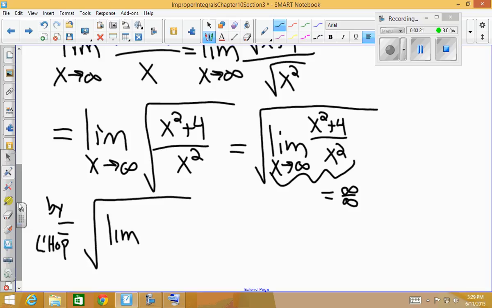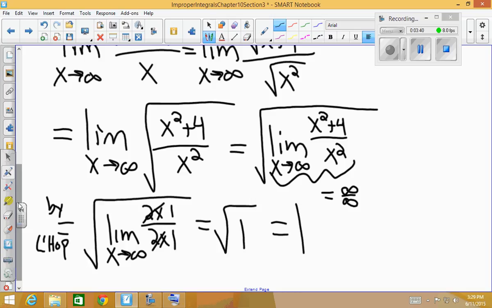the limit on the inside becomes the limit as x goes to infinity of the derivative of the numerator, 2x, divided by the derivative of the denominator, which is also 2x. Those cancel, and we're just left with 1 divided by 1. The limit of 1 is 1. The square root of 1 is 1. So our limit, finally, we find that it's equal to 1.